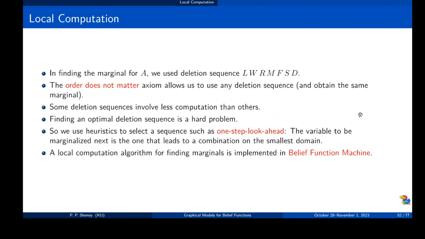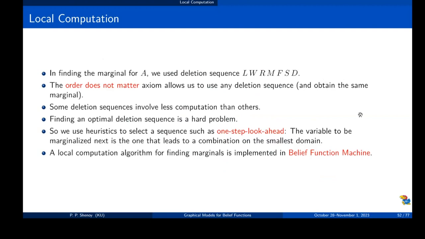Okay, so we use one particular sequence here. I removed L first, and then W, and then R. So the order does not matter. It allows us to use any sequence. We get the same answer regardless of sequence. But some deletion sequences are better than others in the sense that they involve less work. You want to do as little work as possible, so you can compute quickly.